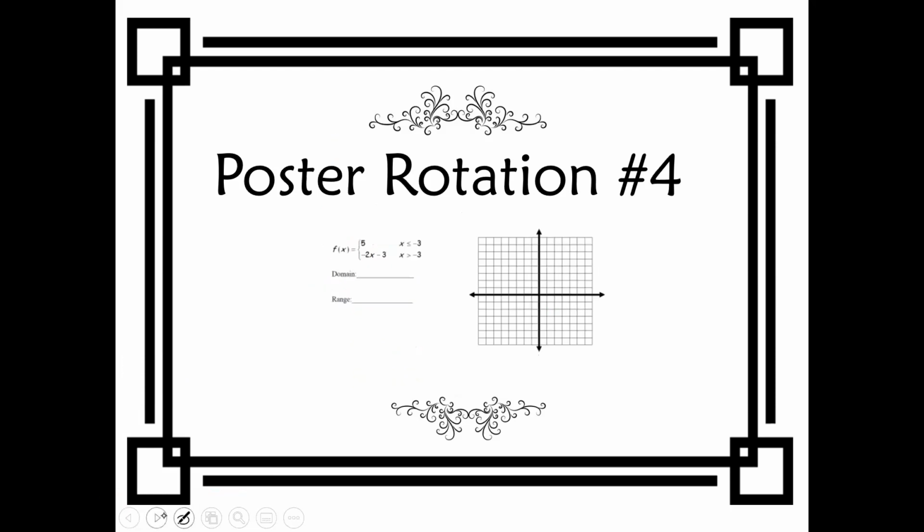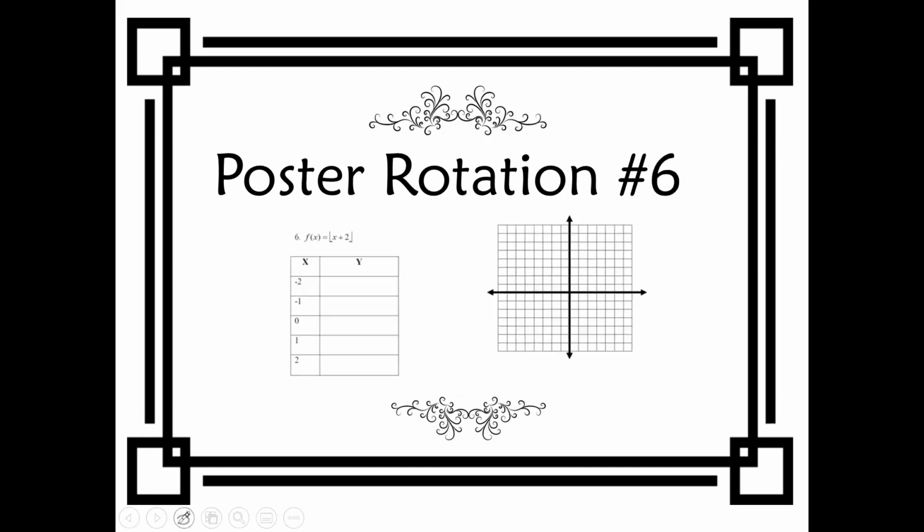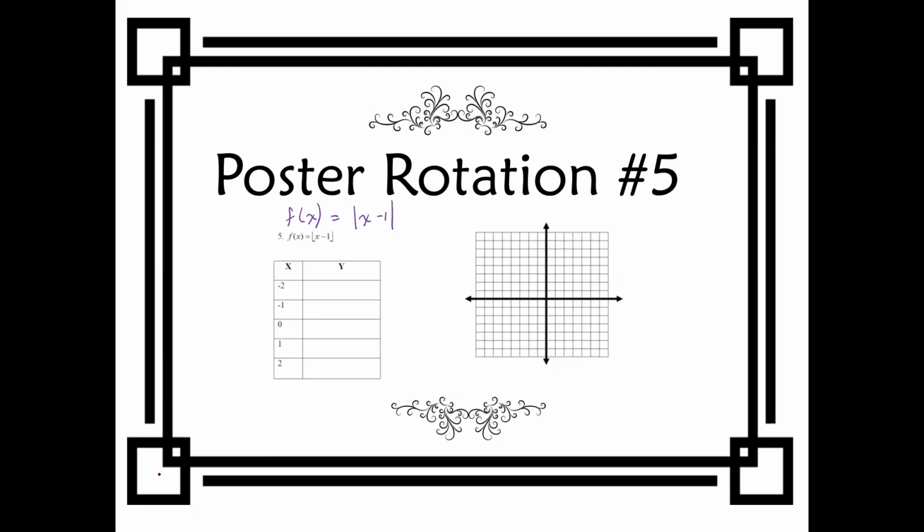I'm going to have you guys do example 4 on your own. Let's go over example 5. Okay. With example 5, you have essentially f of x equals the absolute value of x minus 1. So you're going to put in the values here, and we're going to go ahead and graph this. You can see that there's an absolute value here, so absolute values are V-shaped.